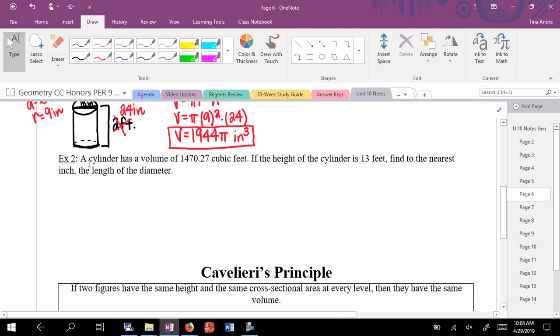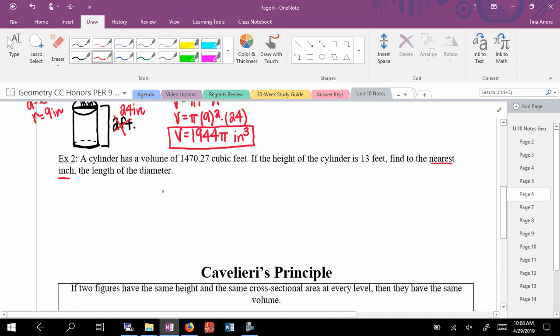Now, if we look at this next example: a cylinder has a volume of 1,470.27 cubic feet. If the height of the cylinder is 13 feet, find the length of the diameter to the nearest inch. Okay, look again, we have a unit conversion. That's a red flag.